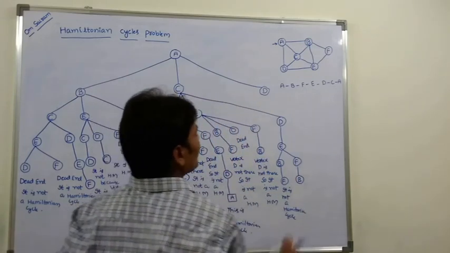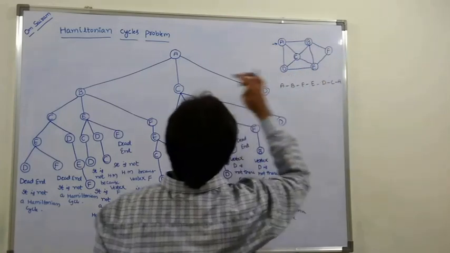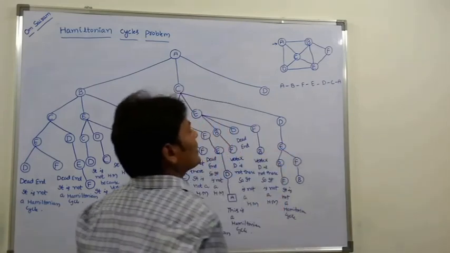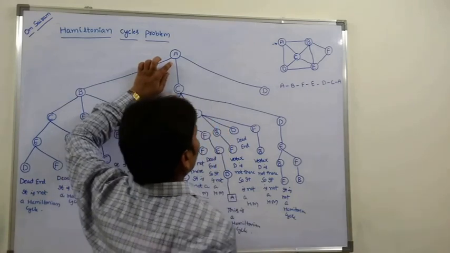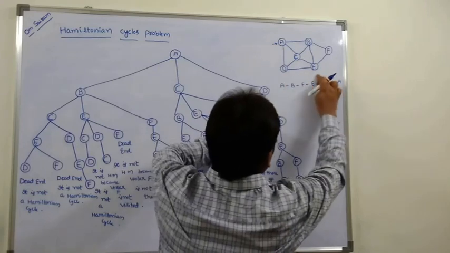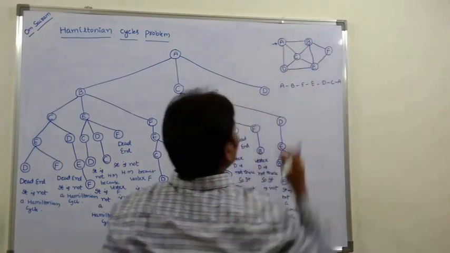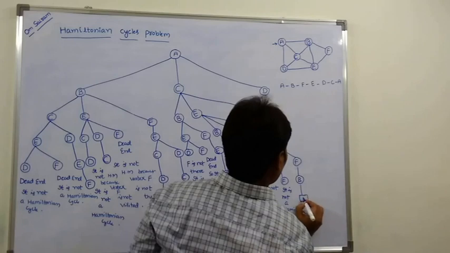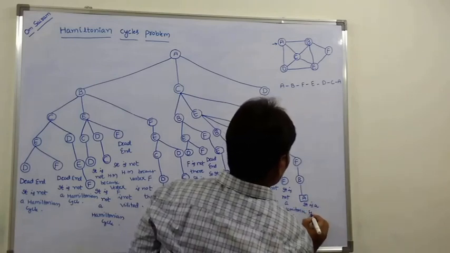Now what are the adjacent nodes for vertex B? So A, C, E, F. A is already completed, C is already completed, E is already completed, F is already completed. Now we have to check whether it is a Hamiltonian cycle or not. A, C, D, E, F, B. So there is a direct edge between the starting vertex and B. So this is A. So it is a Hamiltonian cycle.